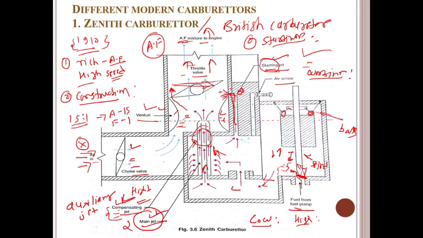This starting jet also gets fuel from the same reservoir from which the compensating jet gets fuel, and the fuel is sprayed by the starting jet and mixed with the air present above the throttle valve to form a rich mixture. The air-fuel ratio of this mixture is 11:1. So during starting, the ratio is 11:1, and this rich mixture reaches the engine and helps the engine start. So these are the workings of the Zenith carburetor in different situations, guys.